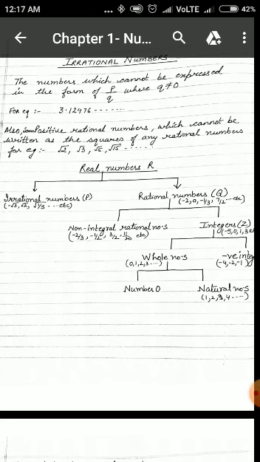For example, 3.12476. Here we see this decimal is a non-terminating and a non-recurring decimal.